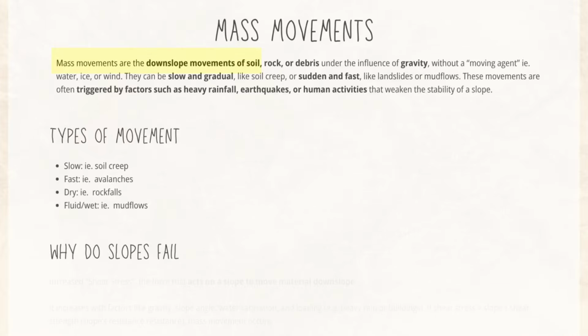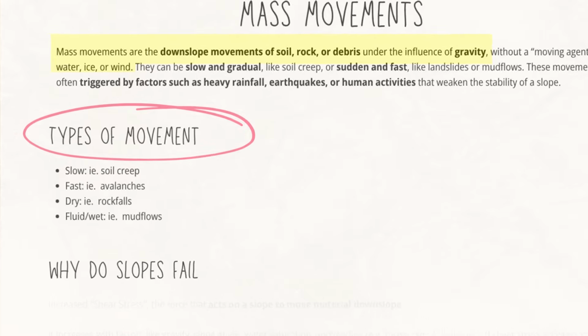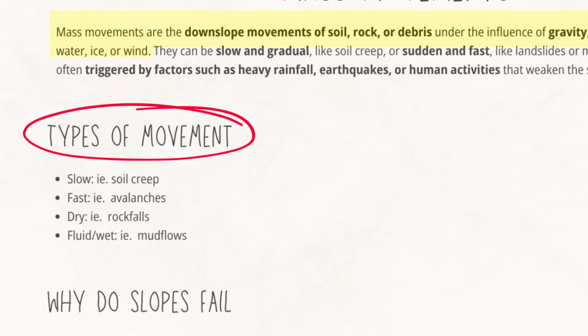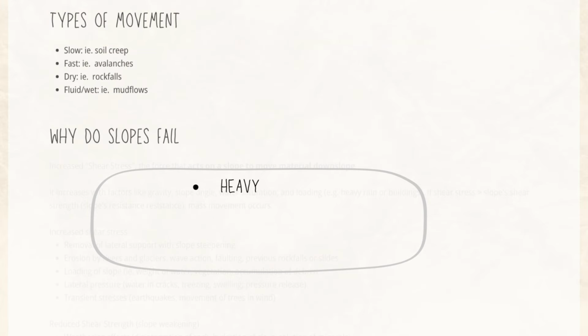Mass movements are the downslope shift of soil or rock under gravity, no water, ice, or wind involved. They range from slow, steady soil creep to sudden, fast events like landslides and mud flows. Triggers include heavy rain, earthquakes, or human activity that weakens slope stability. More in my notes.